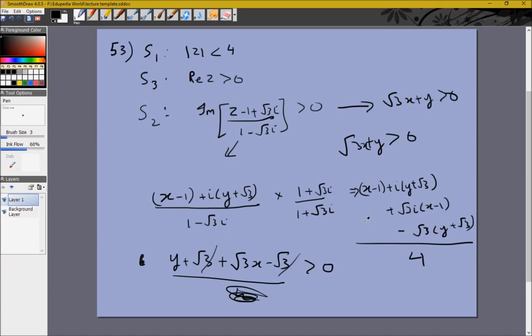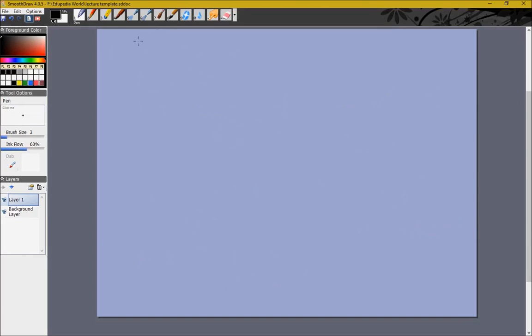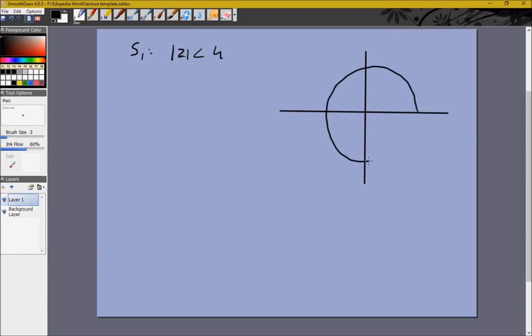Right. So let's rewrite these three. S1 says mod z is less than 4. So if this is our complex plane, this would be set S1, with 2, 2, 2, minus 2, minus 2. S3 was real part of z greater than 0. So this is S1.